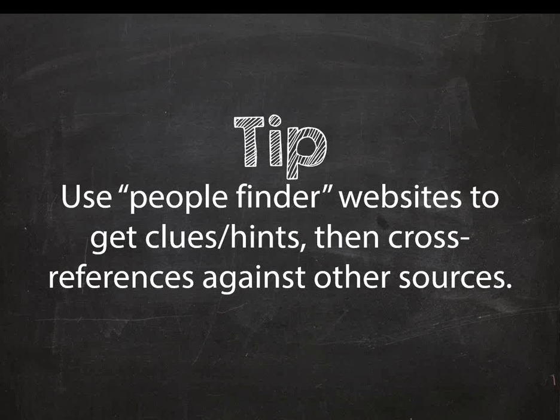So using people finder websites is a great way to get clues or hints, but you should then cross-reference those against other sources. And similarly, you may want to cross-reference U.S. Public Records Index results with other sources because they do date from the end of the 20th century.